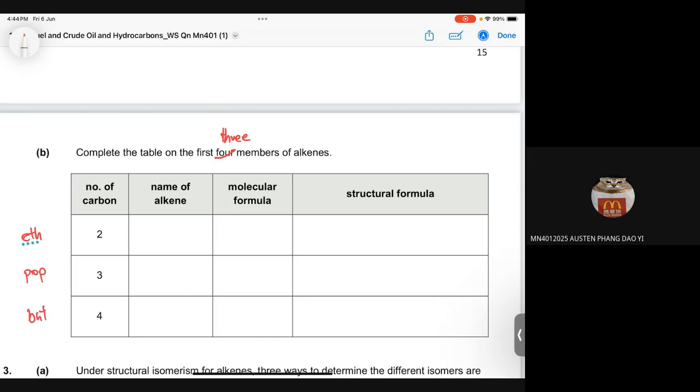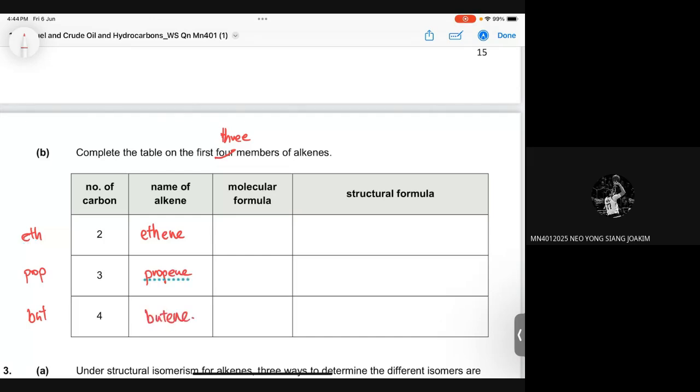Joachim, your turn. If it's an alkene, what must the name end with? ENE. So this will be ETH-ENE, this will be PROP-ENE, this will be BUT-ENE.